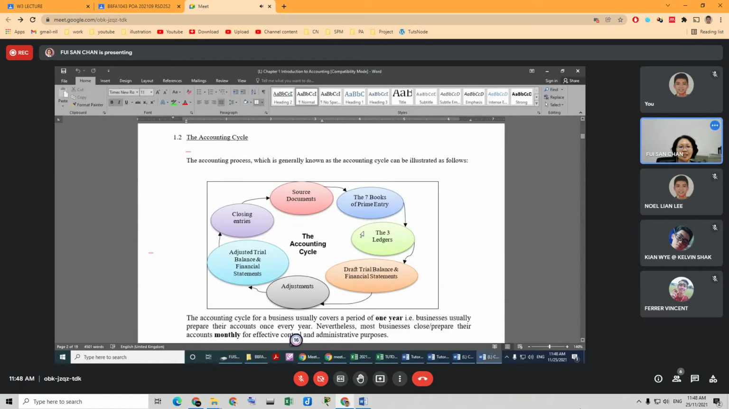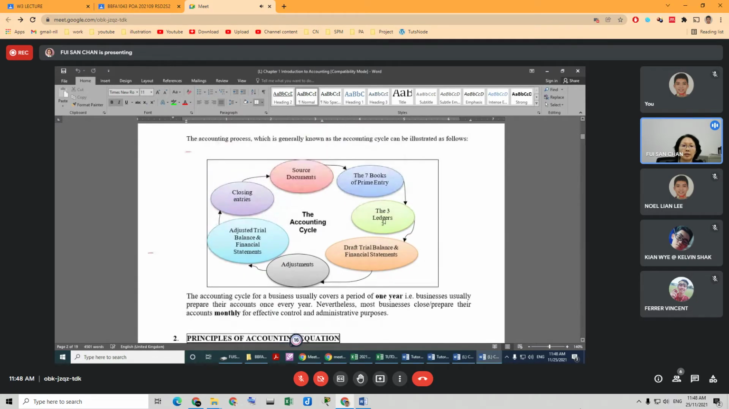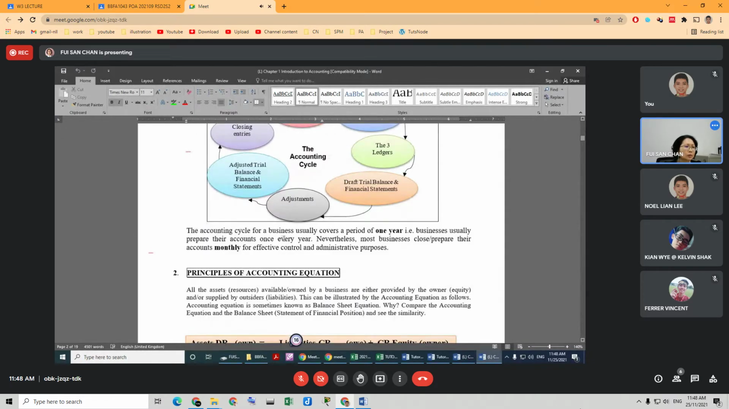Actually, never mind. Then you have the trial balance, and you need to do adjustments. I think you haven't got up to adjustments yet. Then you have closing. This accounting cycle can be for 1 year or 1 month. It depends on whether the question asks you to do 1 month or 1 year.